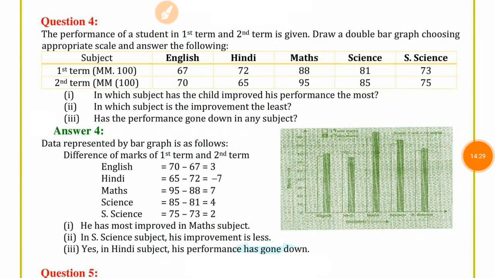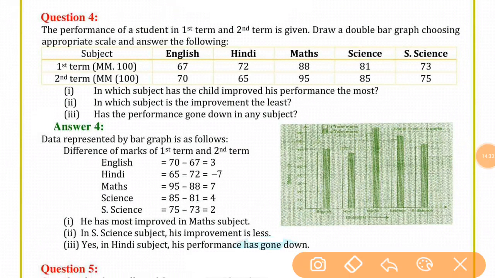See, in the first term, English 65, again 70. In Hindi 72, 65, less it is. In the first term 88 was there, again it becomes 95. So this is how you can find the most increase or decrease it. If it is increased, how much it is increased? If it is decreased, how much it is decreased? That was the question. Okay.